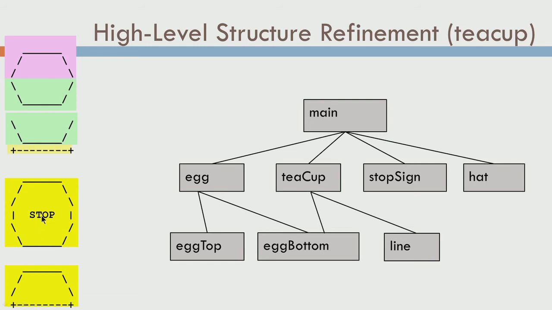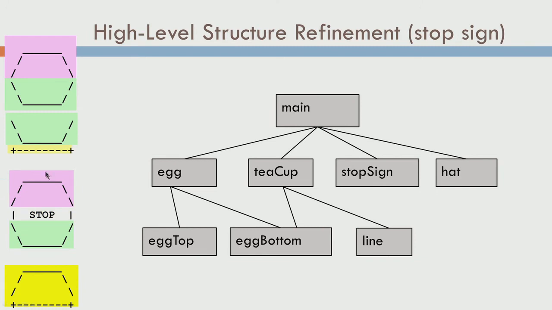Now, let us go and look at the stop sign. The stop sign is also interesting because the top half of the stop sign looks like the top half of the egg, the bottom part of the stop sign looks like the bottom half of the egg and also the top of the cup, and there is a line in between which has this stop, right. So, for drawing a stop sign, if you draw an egg top and if you print this line and if you draw egg bottom, you have a stop sign, right.